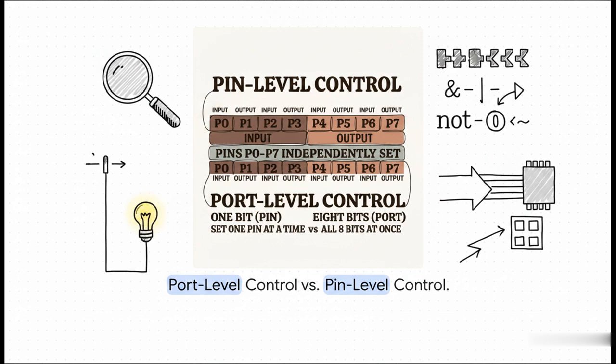Now, you have 2 ways to program them. With port-level control, you write an entire 8-bit byte at once, changing all 8 pins simultaneously. But what if you only want to turn on one single LED without messing up the other 7 pins? That's where pin-level control comes in. And this brilliantly illustrates why we use bitwise operators like AND, OR, and NOT. They let you target and flip one single bit inside that register, leaving the rest completely untouched.